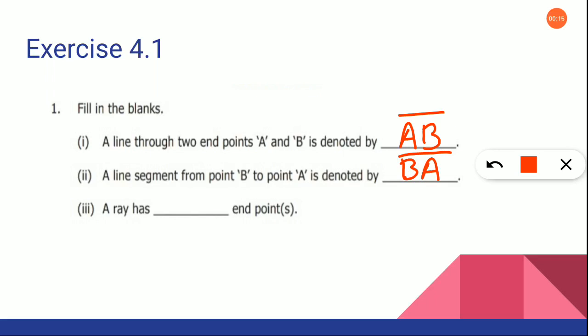Now look at the third subdivision. A ray has dash endpoints. I told you in a ray there is only one starting or ending point, and the other end will be moving infinitely. Infinitely means it will have no end. It can go as long as it wants. So this point can be called either a starting point or an ending point, because the ray is moving from here and this is the ending point also. We can also say it is starting from here. So you have to mention a ray has one endpoint.